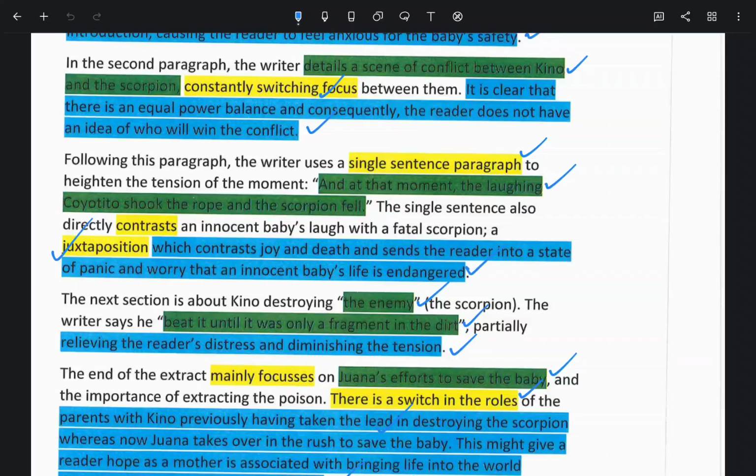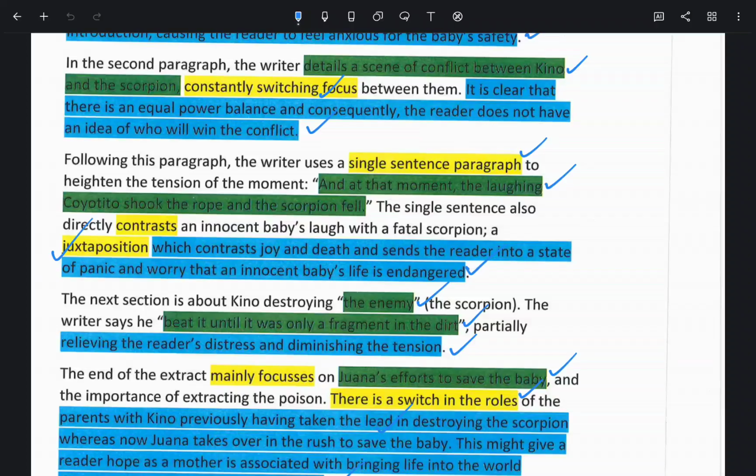Following this paragraph, the writer uses a single sentence paragraph to heighten the tension of the moment. And at that moment, the laughing Coyotito shook the rope and the scorpion fell. The single sentence also directly contrasts an innocent baby's laugh with a fatal scorpion. So look, we have here clearly an example of a single sentence paragraph.